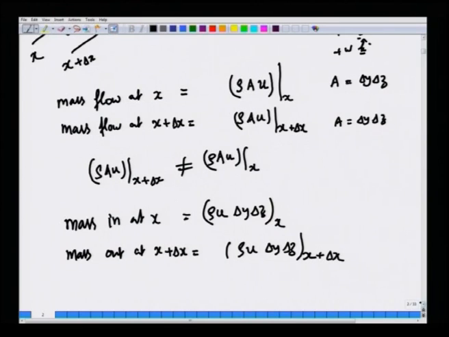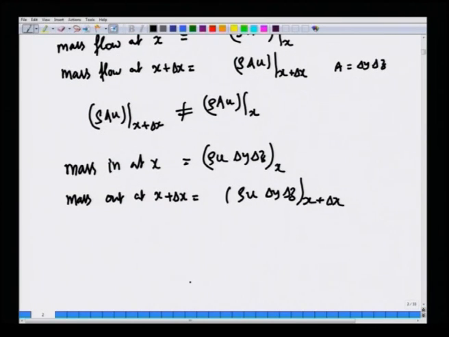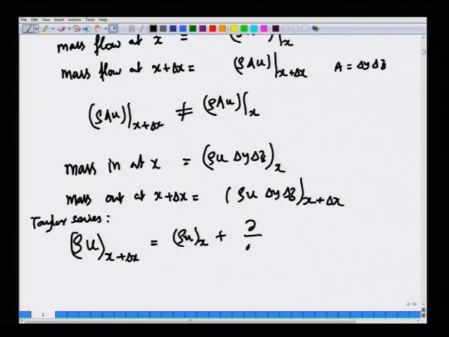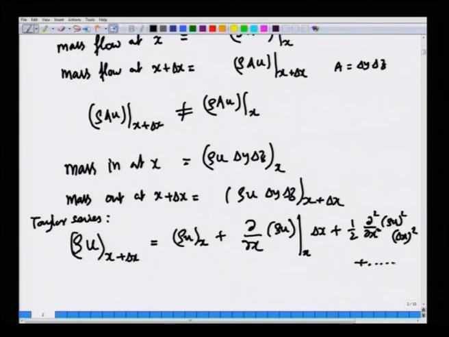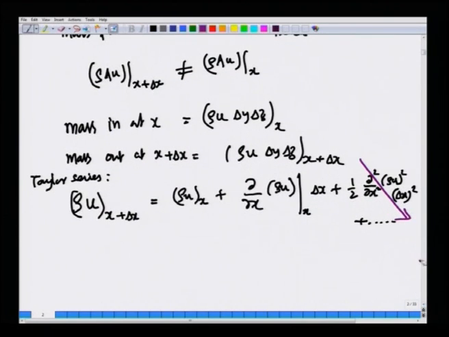This is in general not the same as the quantity rho u at x, but you can use what is called a Taylor series expansion to find out what rho u is at x plus delta x. This is rho u evaluated at x plus d dx of rho u evaluated at x times delta x, plus half d squared dx squared of rho u times delta x squared, plus so on. Now, we are going to drop all the higher order terms. So, we are going to restrict only to this order.